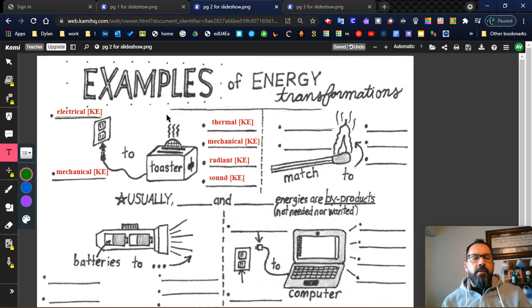Sound energy occurs when the waffle pops up out of the oven. It might not be a lot of sound, but yeah, it does produce some sound. So this is an example of energy transformation for cooking a waffle in a toaster. Let's go on to a second example.